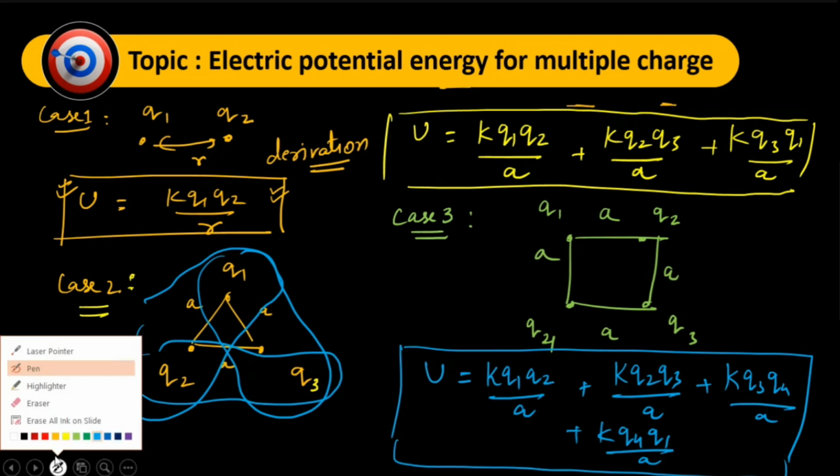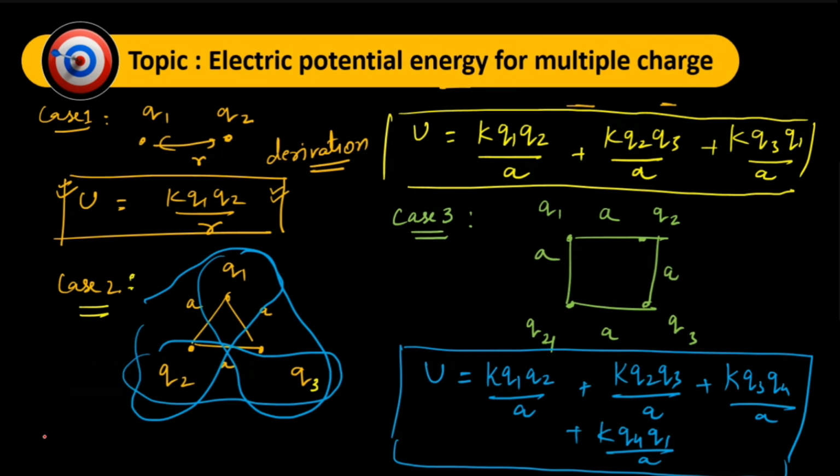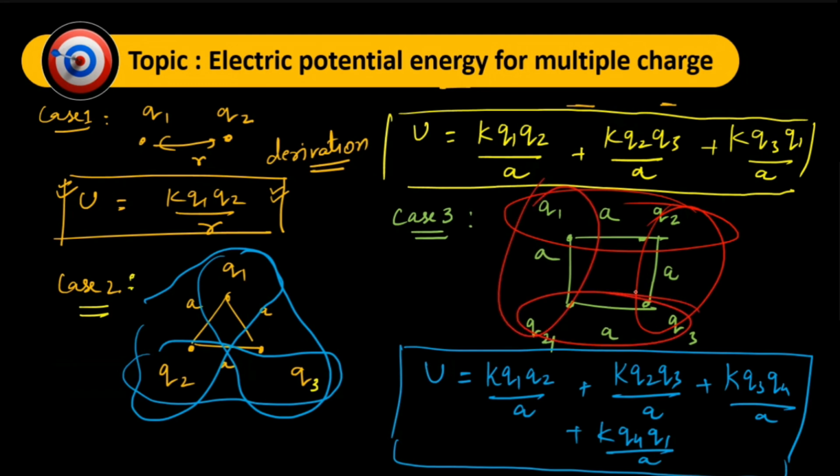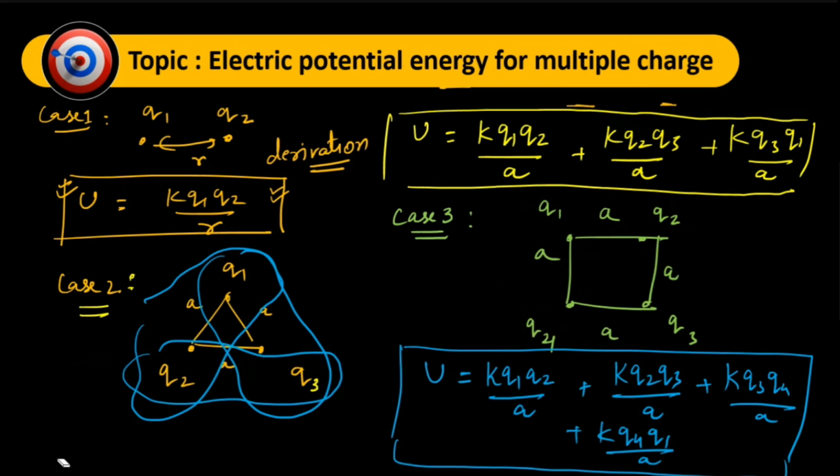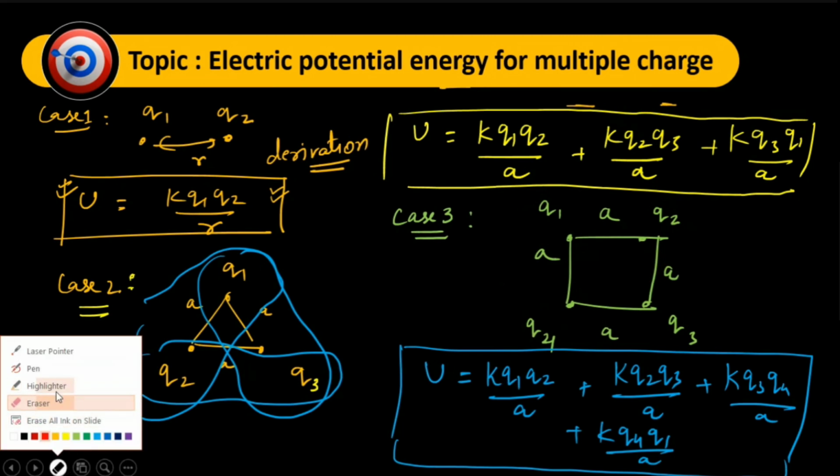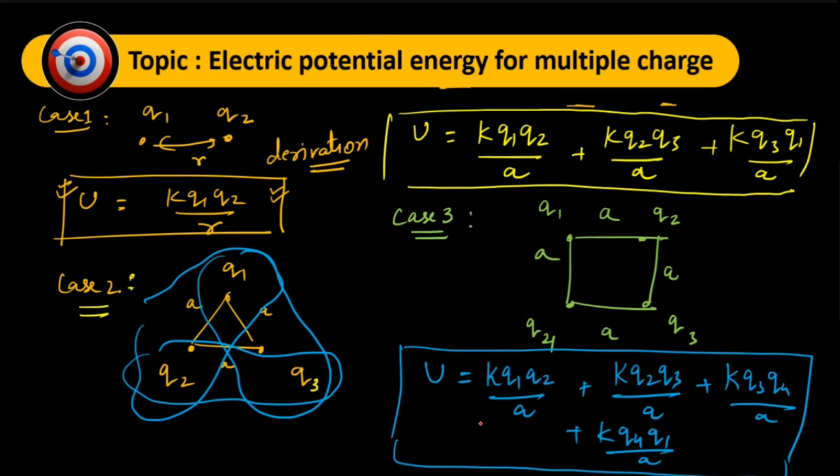But here is the twist. This is not completely correct, because you missed two more pairs. This is one pair, this is one pair, this is one pair, this is one pair, which you have given the equation for. What about these two pairs? Q1 and Q3, yes, the diagonal pairs. All the pairs will contribute towards it. So as the number of charges increases, the value increases.